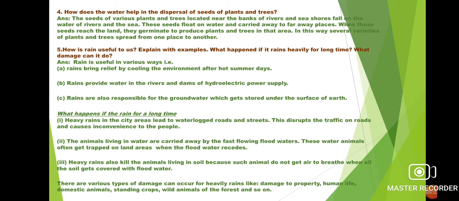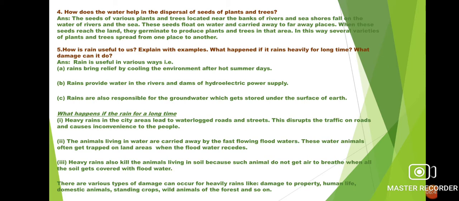Now, what happens if it rains heavily for a long time? What damage can it do? See, everything has a prospect and consequences. So, number one, heavy rains in the city areas lead to waterlogged roads and streets, because a proper drainage system is not present in towns and cities. If it rains heavily for continuous days, the street gets waterlogged. This disrupts the traffic on the road and causes inconvenience to the people.